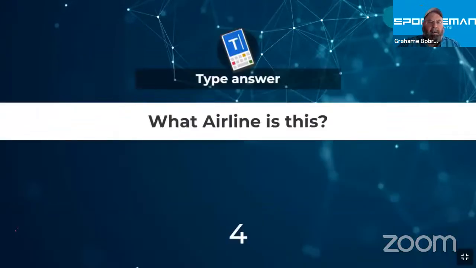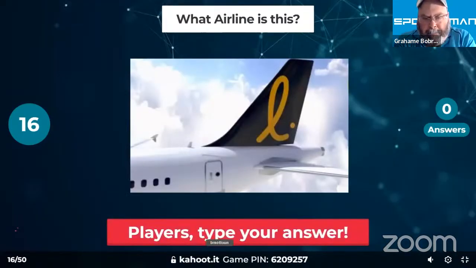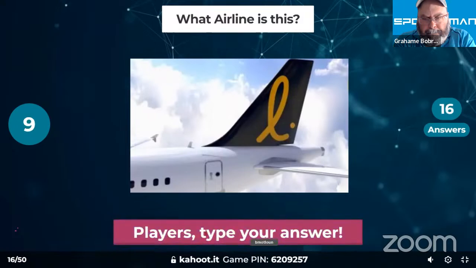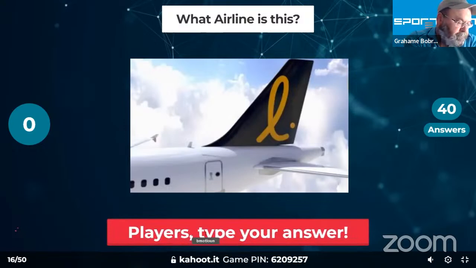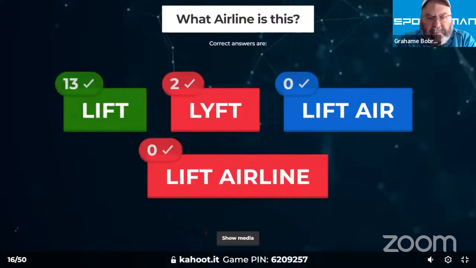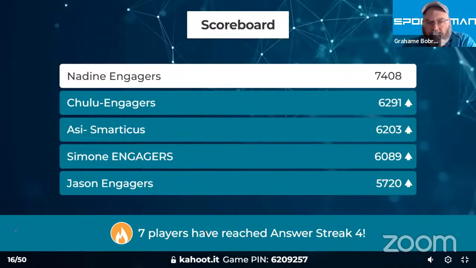Next question. What airline is this? Correct answer is Lift or Lift Air. 13 of you getting it right. I gave you a bit of leeway with the spelling, but it is L-I-F-T. Not too much change there. Jason's hit the board there. Next question.